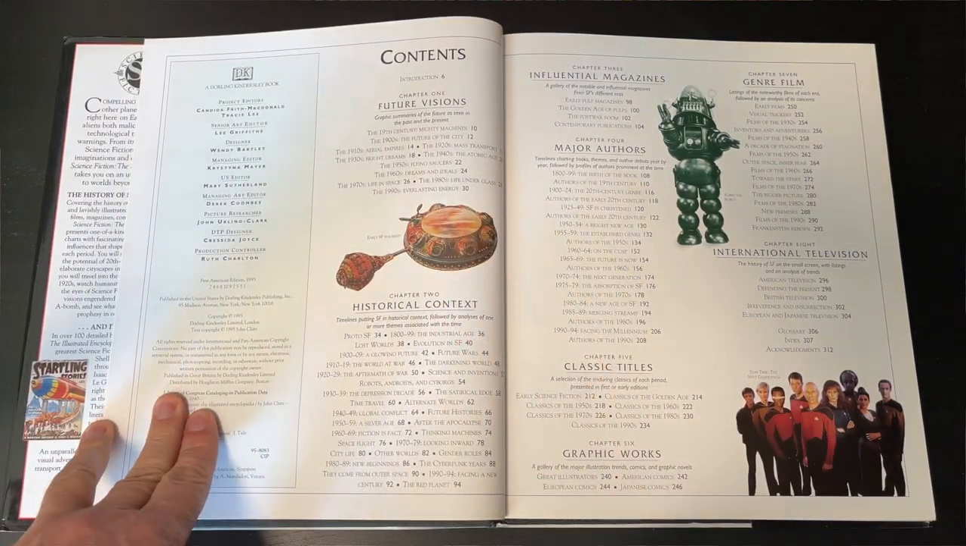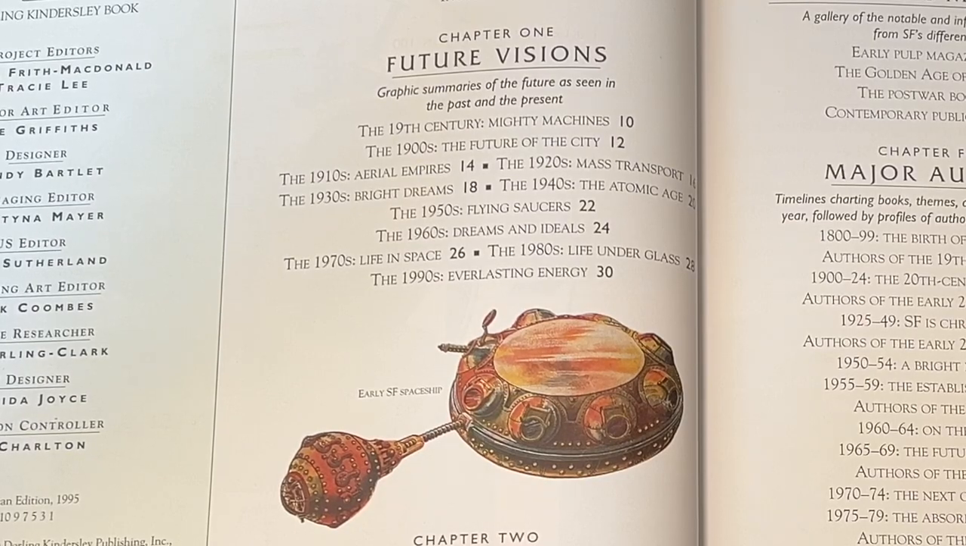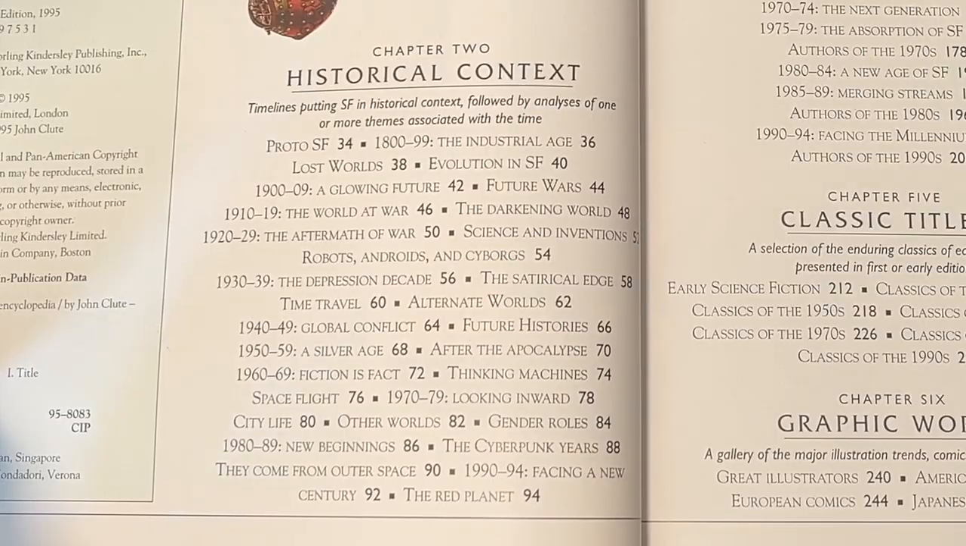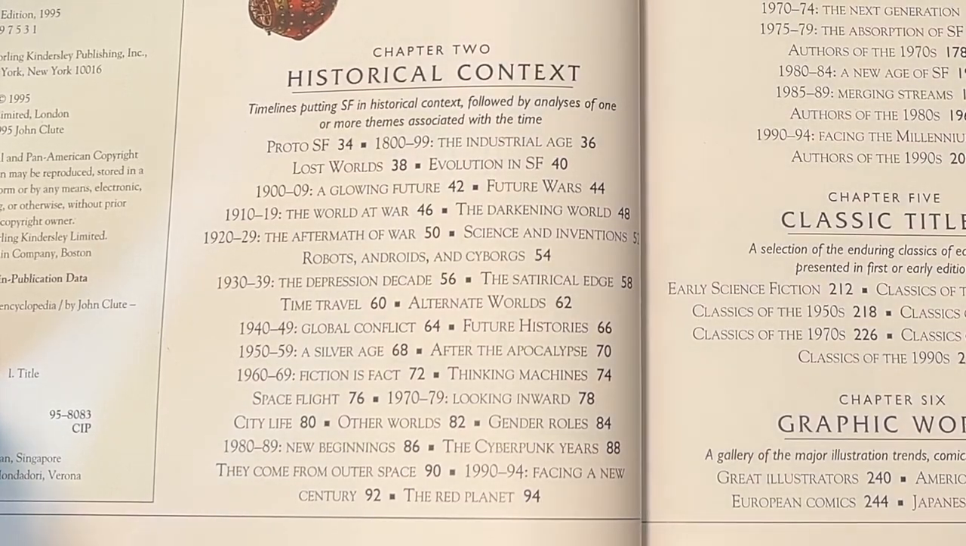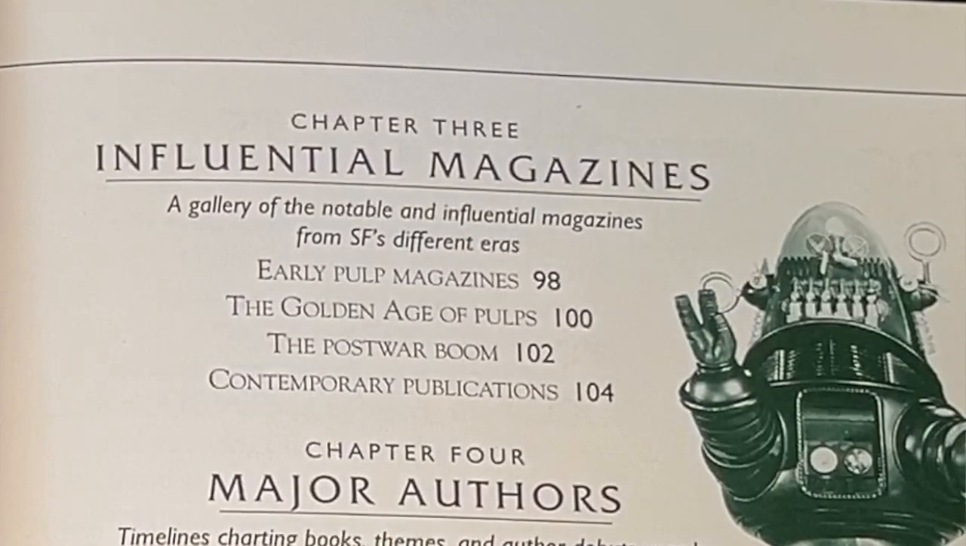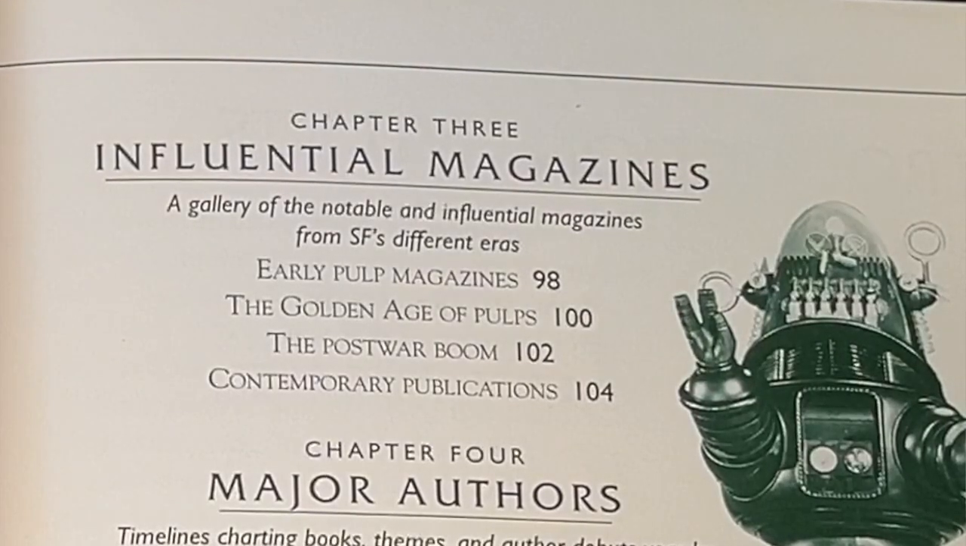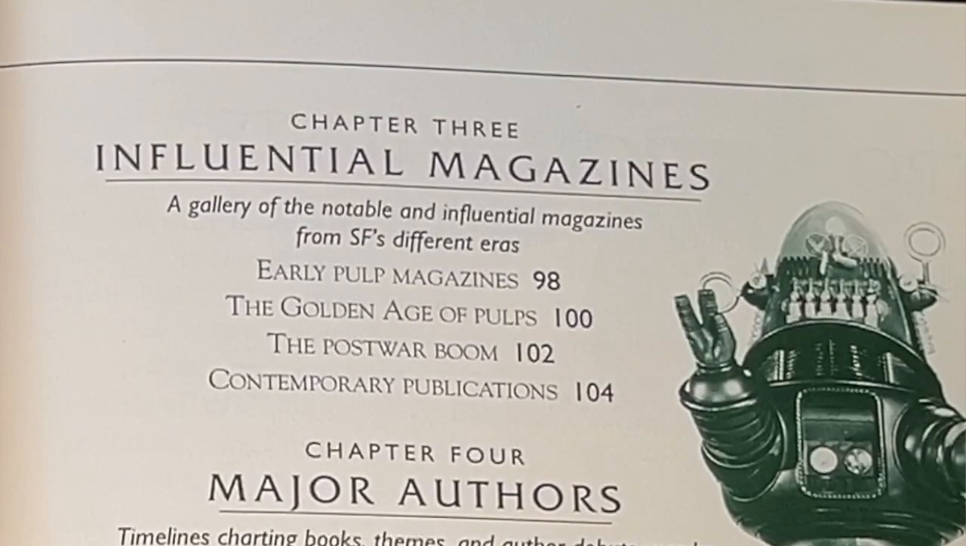Let's spend a little time here on the table of contents. Chapter 1, Future Visions. Graphic summaries of the future as seen in the past and the present. Chapter 2, Historical Context. Timelines, putting SF in historical context, followed by analysis of one or more themes associated with that time. Chapter 3, Influential Magazines, a gallery of the notable and influential magazines from SF's different eras.